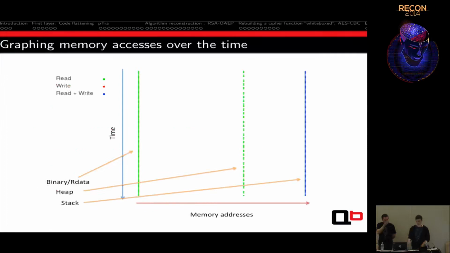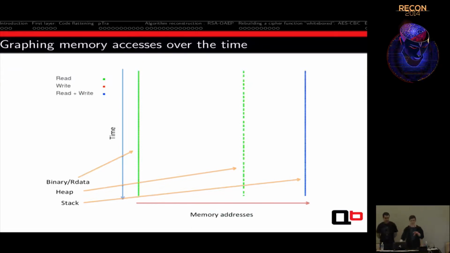Just some bonus, because you got time. We managed to graph memory access over the time. So here you got the memory addresses, here the time. The first column stands for the binary or data, the second one is the heap, and the last one is the stack.